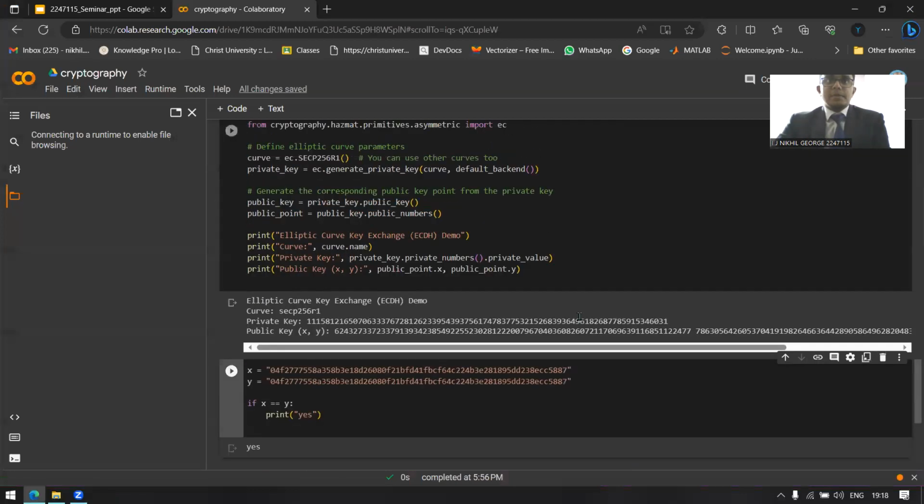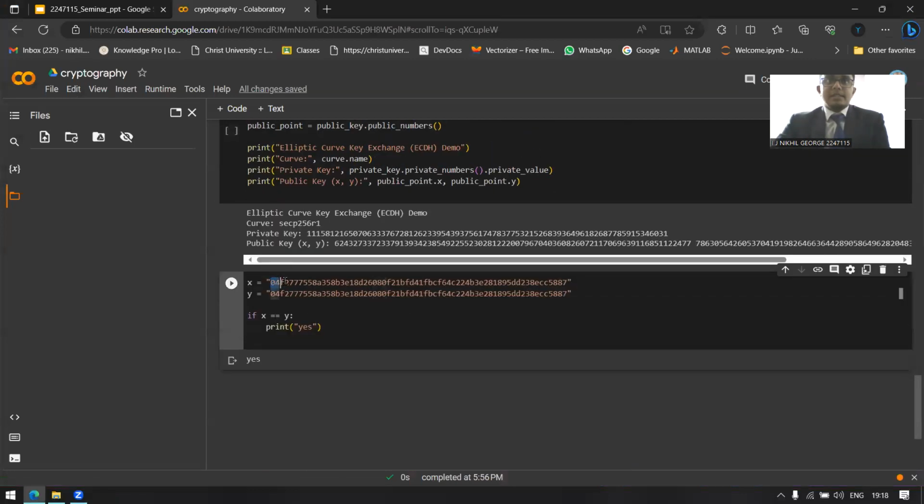Now, if you go to the part, I have just taken both the keys as a string, and then further I've compared it. I pasted both of them, simple thing, and then I compared it. So here you can see that yes, both of them match.